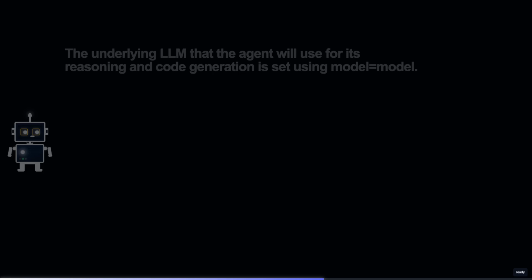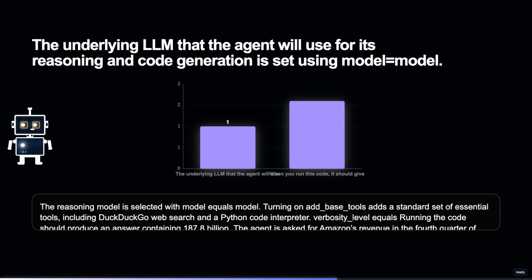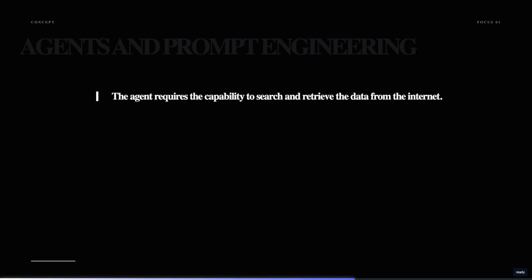The agent is asked for Amazon's revenue in the fourth quarter of 2024. A language model on its own does not have real-time knowledge of specific external data, so to search and retrieve internet data, the agent is given add_base_tools equals true. That provides default utilities, including a web search tool powered by DuckDuckGo, which lets it query the internet. As an exercise, remove add_base_tools equals true and run the program again. Then watch how the agent behaves when it must find Amazon's Q4 2024 revenue without an explicit web search tool.